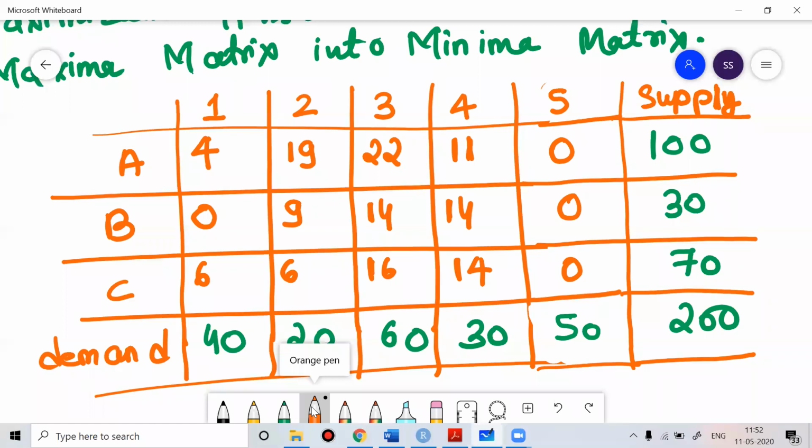It had the objective function of maximization. So we converted that maximization issue by converting the maxima matrix into a minima matrix. Next, we converted the unbalanced transportation problem into a balanced transportation problem. Now we are free from both the errors. Now we can solve this problem, and we know how to solve it. We have to follow the same steps.